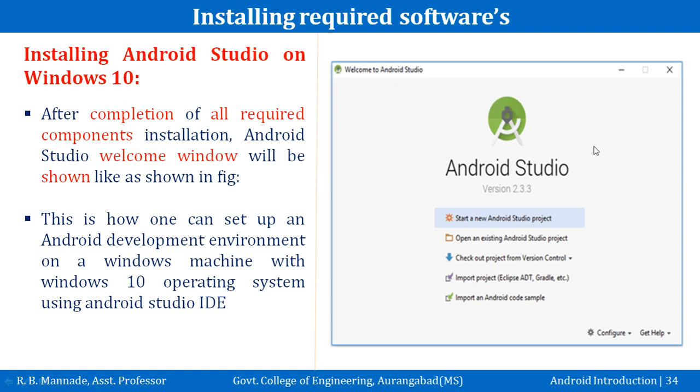Okay, so these were the steps which we have to follow to install Android Studio on the Windows 10 operating system. But for other operating systems as well, for example Windows 8 or Windows 7, almost the same steps apply.